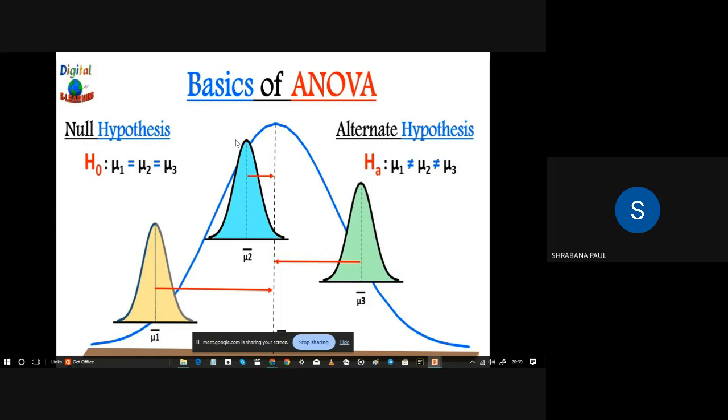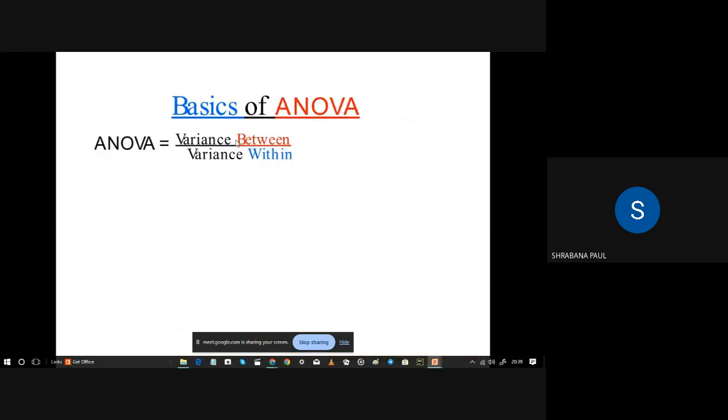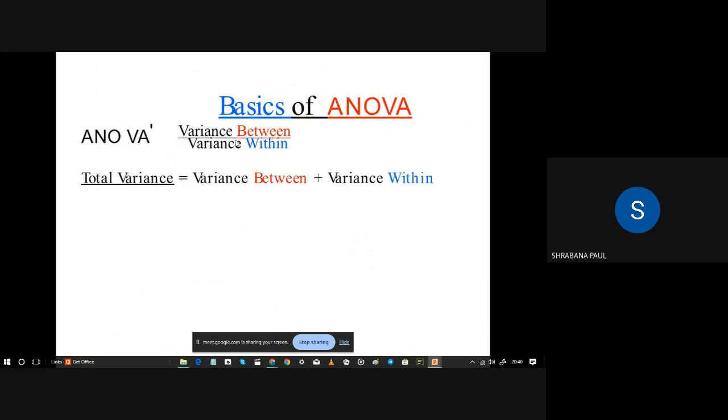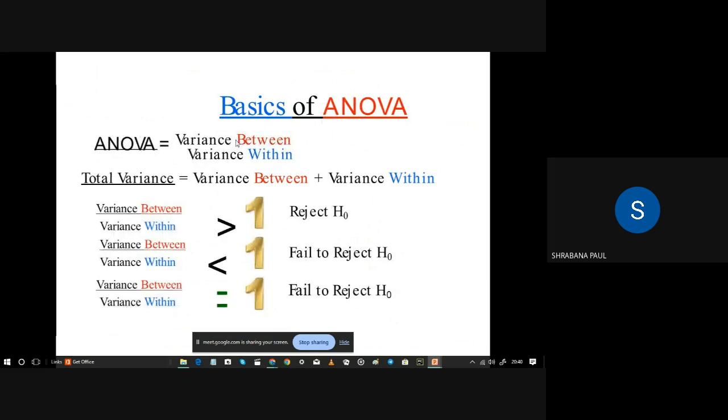So this is how we calculate the variance within and variance between. And ANOVA is basically the ratio of these two. Now, total variance is the sum of variance between and variance within. If the ratio of these two is greater than 1, we reject the null hypothesis. If the ratio is less than 1, we fail to reject the null hypothesis. And similarly, if it is equal to 1, we fail to reject the null hypothesis.